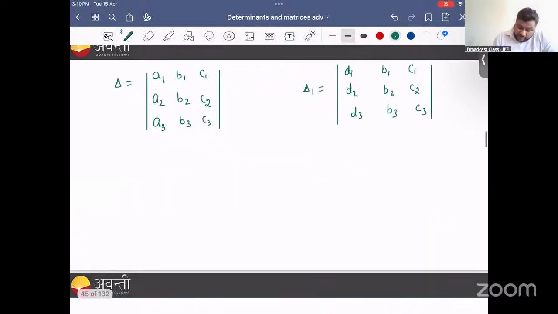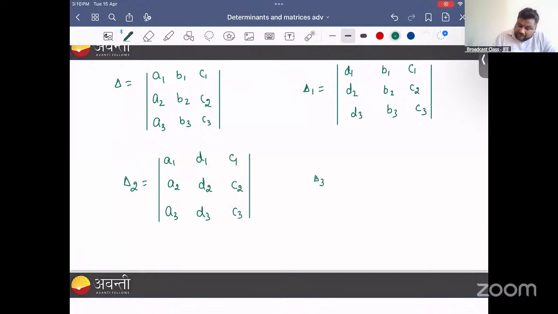Similarly, you can figure out delta 2. Replace the column of y. So A1, A2, A3, D1, D2, D3, C1, C2, C3. And what is delta 3? It is A1, A2, A3, B1, B2, B3, D1, D2, D3.